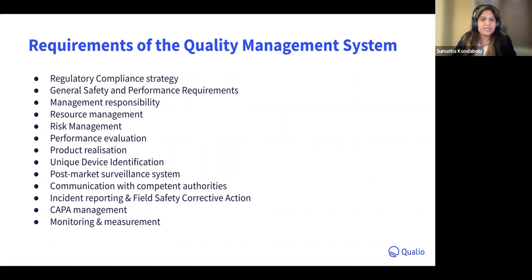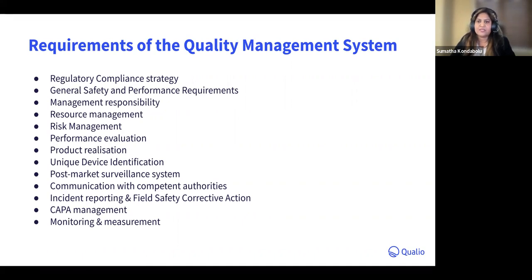So then the post-market surveillance system. This is where, if you are complying, specifically based on the reclassification, you will be focusing more on the PMCF as well as the post-market surveillance system. And if there are any incident reporting or field safety corrective actions, that's where you will make sure that those requirements are also being met. And the last would be the CAPA management, monitoring and measurement. So this would be, again, in compliance with the regular CAPA management system, where you will be implementing the specific requirements.